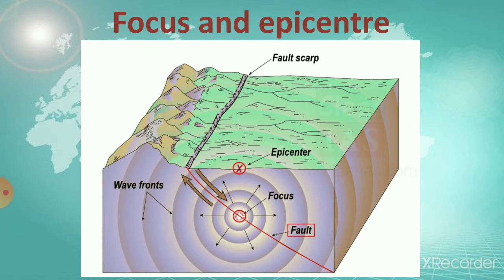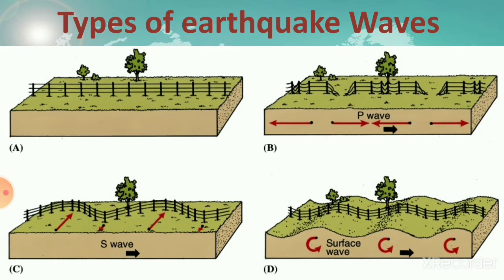Vibrations of an earthquake spread out as concentric waves from the focus. You can see that the vibration spreads as concentric waves and focus is the center. The intensity of the earthquake is maximum near the epicenter. So the intensity of the earthquake will be maximum near epicenter.